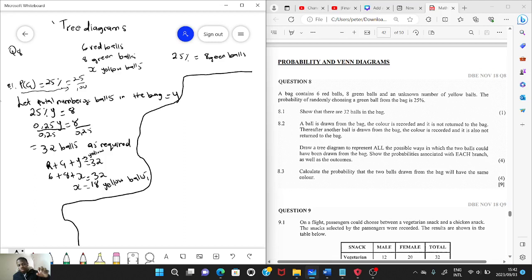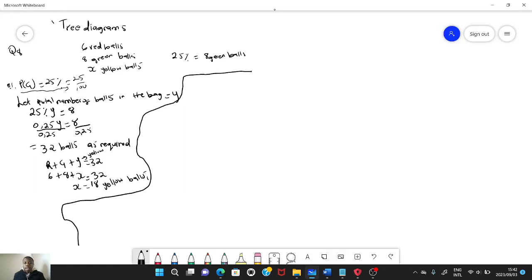So 8.2 says draw a tree diagram to represent all possible ways in which the two balls could have been drawn from the bag, and show probabilities associated with each branch as well as the outcomes. Now let's analyze this a bit. The first thing that I know is that I have to draw a tree diagram. Now, how do we draw that tree diagram?